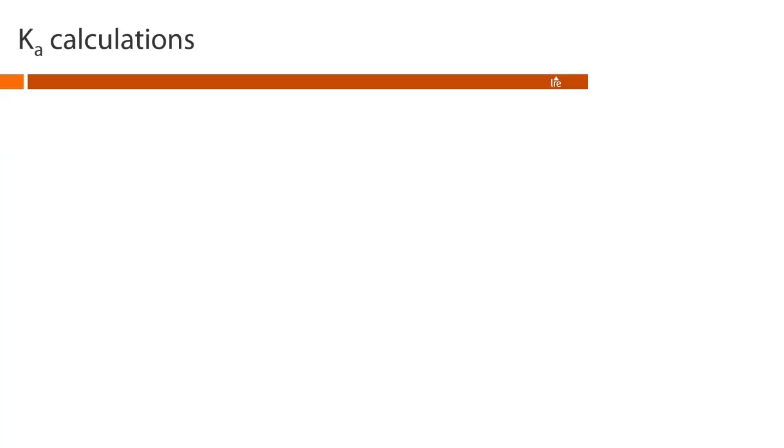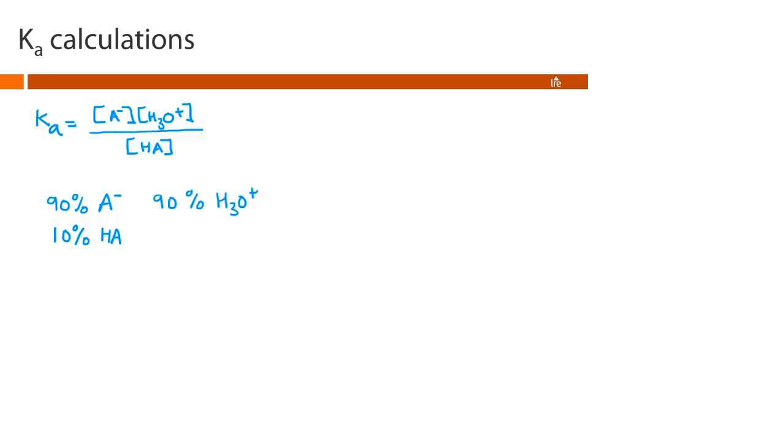Okay, let's see what you came up with. So let's start by writing the formula for our acid dissociation equation. And if 90% of our acid dissociates, that means 90% will be in the A minus form, and 10% will still be in the HA form at equilibrium. So what about our hydronium ion concentration? Well, if 90% of our acid dissociated, then 90% of them released a proton that was able to bind to water to form hydronium ions. So that means we have 90% hydronium ion as well.